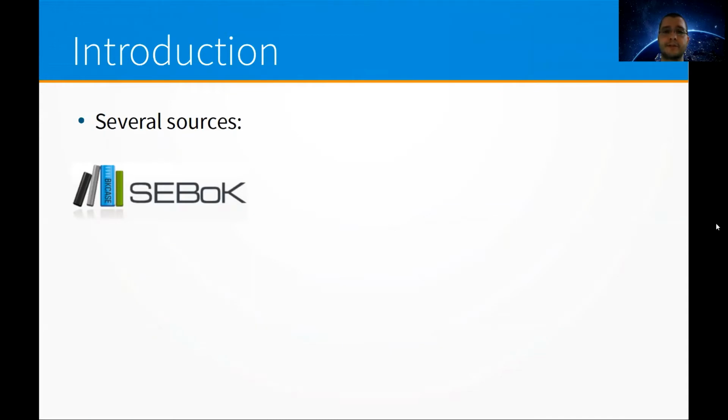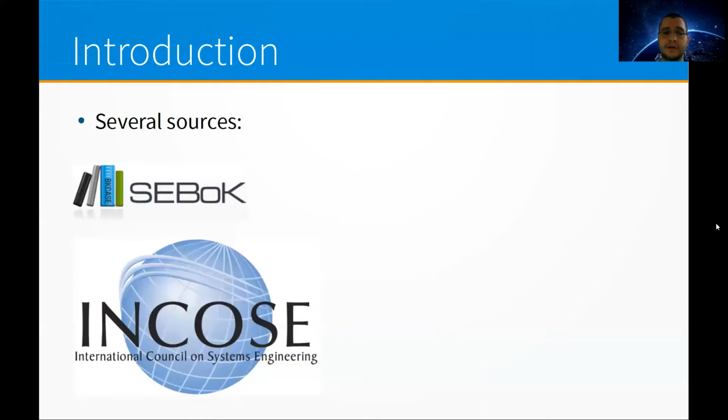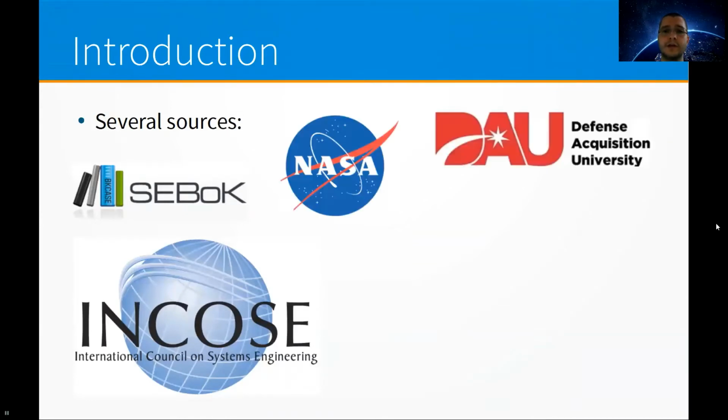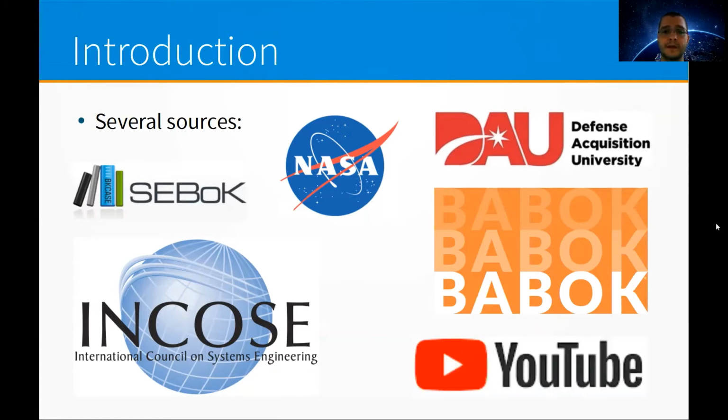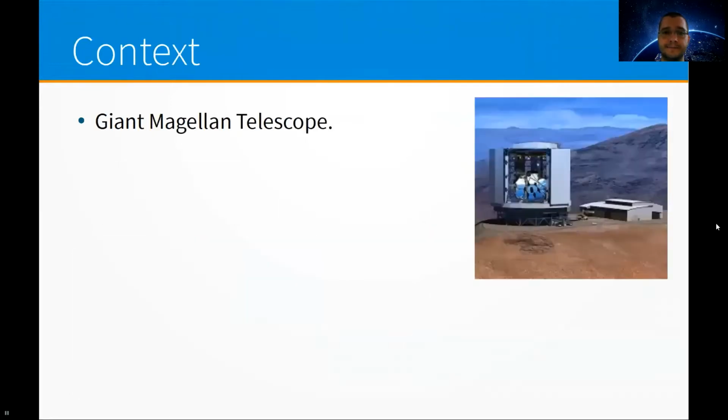You can check for information about systems engineering in several sources, like the CBOC, INCOS and NASA Handbook, and also the Defense Acquisition University. You can also check for the Babok guide, which was initially developed for business analysis, but it also works for systems engineering. And of course, YouTube and Google, you can check for content in there.